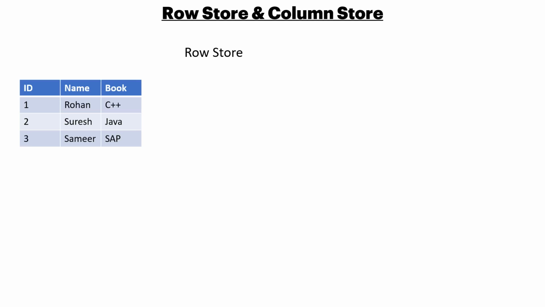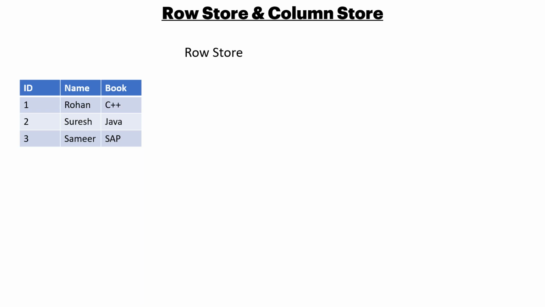So let me explain row store. I have taken a sample database, a small sector of a database. Here I have the IDs, the names of the students, and the book which they have borrowed from the library. It's a small piece of a library database where I have the roll number or ID, the name of the student, and the book which he has borrowed.